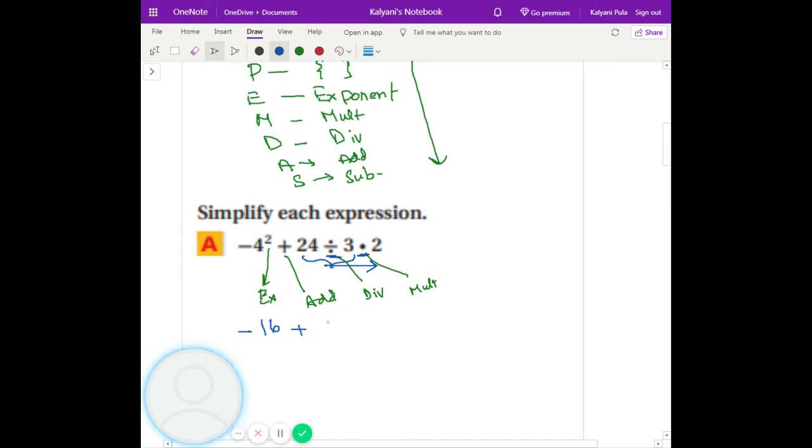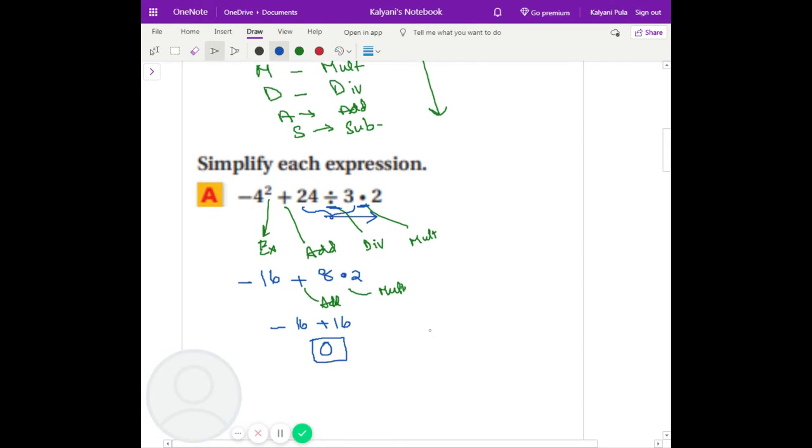So 24 divided by 3 is 8, and then times 2. Then I look here: this is multiplication, and this is add. So obviously, which one should I do first? Multiplication. So let's do the multiplication first. Negative 16 plus 16 gives me a 0. If I don't follow this order, I will get a wrong answer, and we don't want that to happen. That's the reason we follow the order of operations really well on this type of question.